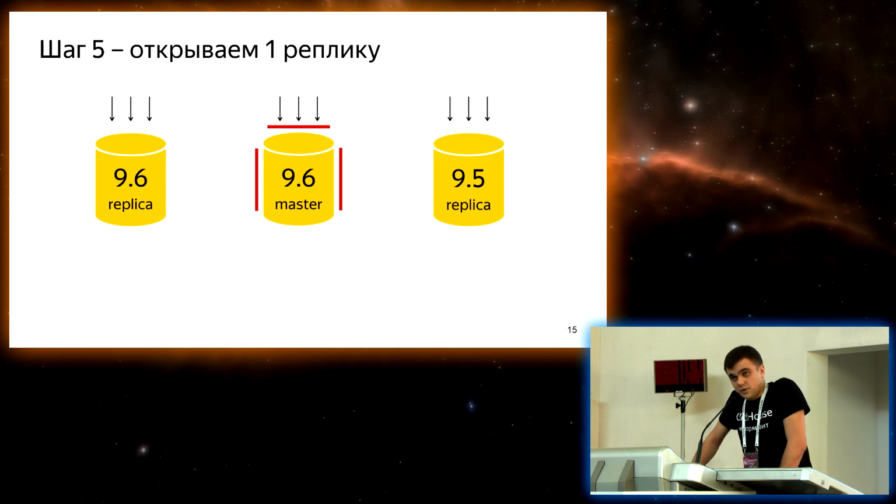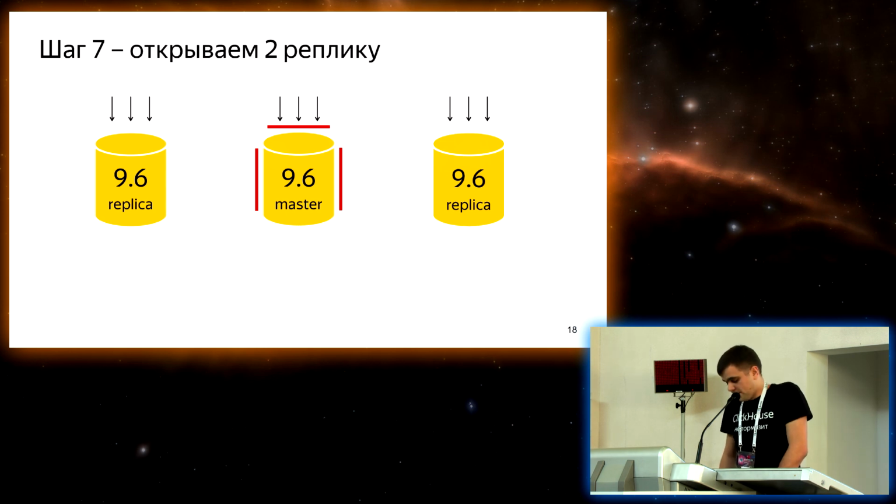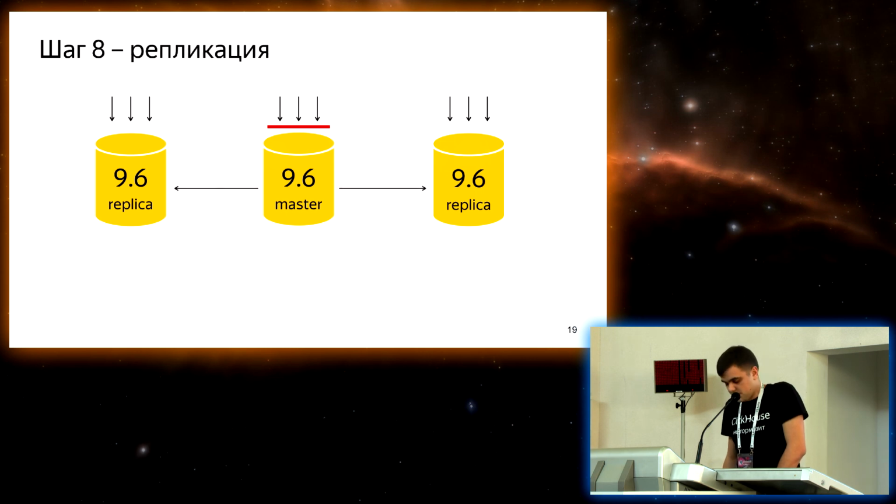Then we start the replica and we open it for the load. So the 9.6 replica serves the read-only load. Next we do all the same steps with the second replica. We update it, so it's 9.6 now. Now both replicas are available. They're both 9.6. Usually at this stage we start collecting stats too. The stats are loaded to the replicas, and then we open the master.